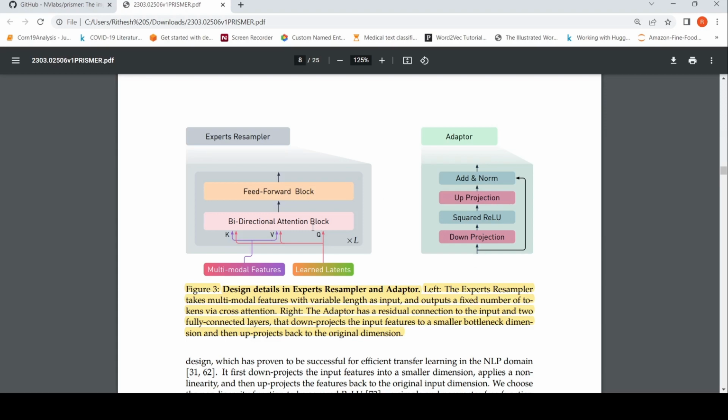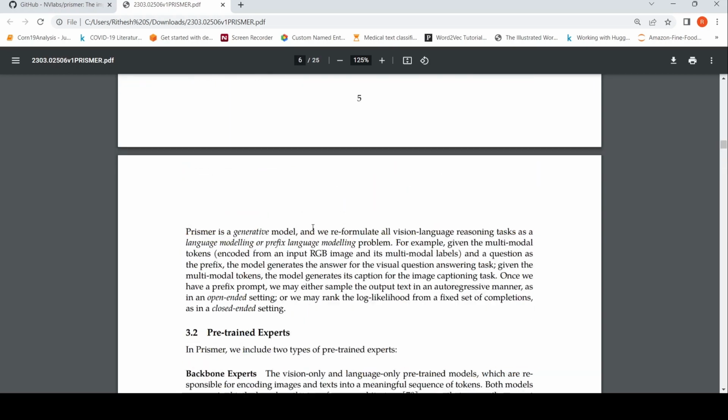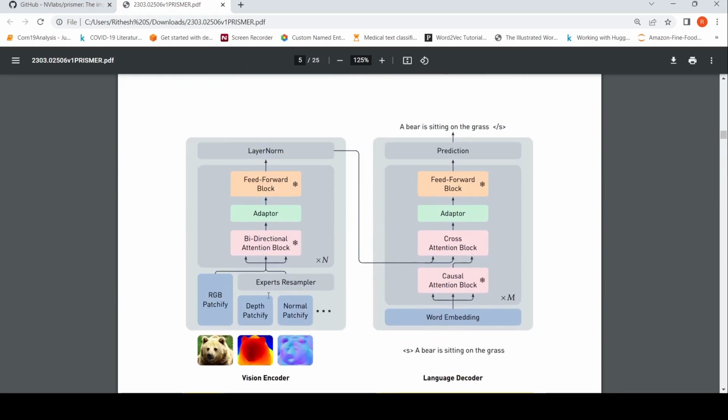Now, where do these two come into the picture? In the architecture, they come over here. Basically an image goes into this vision encoder. There is this RGB patchify, which converts this image into patches, which need to be fed into this encoder transformer.